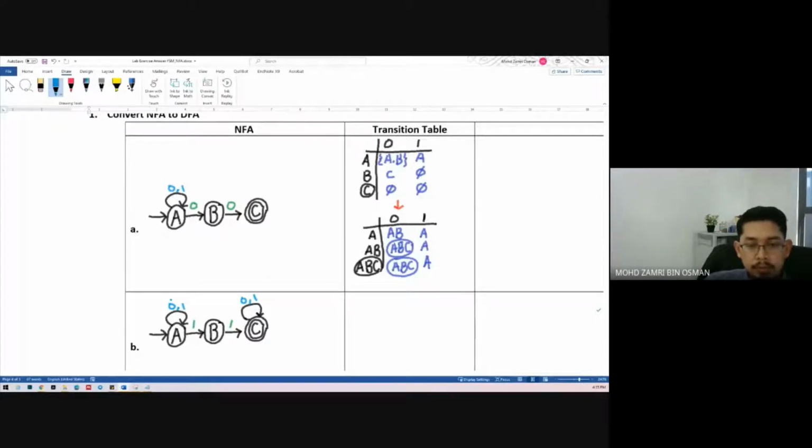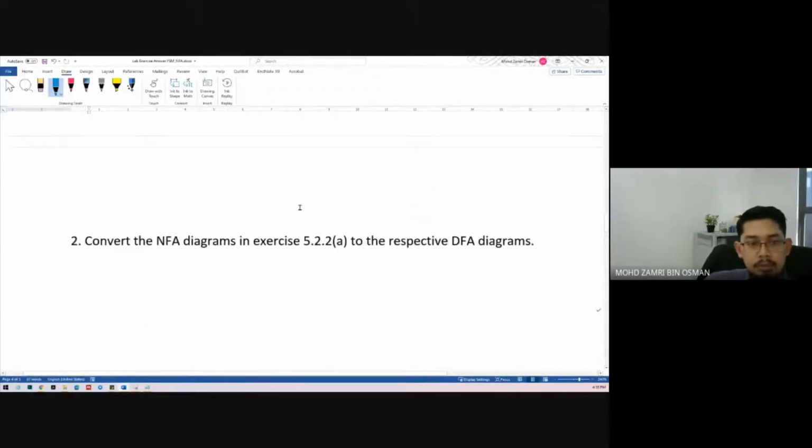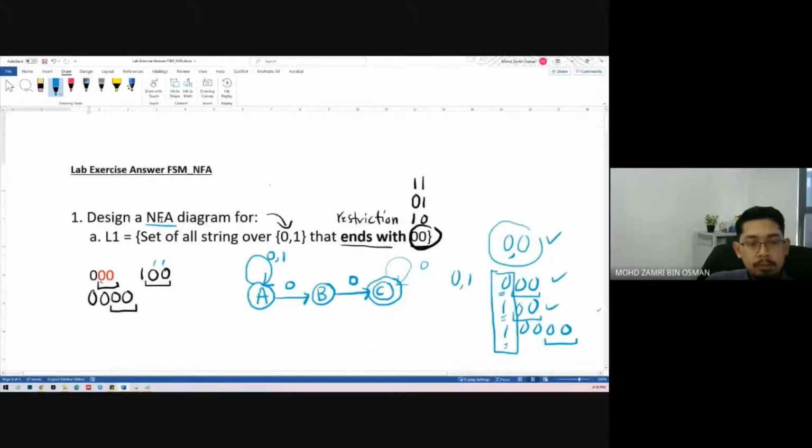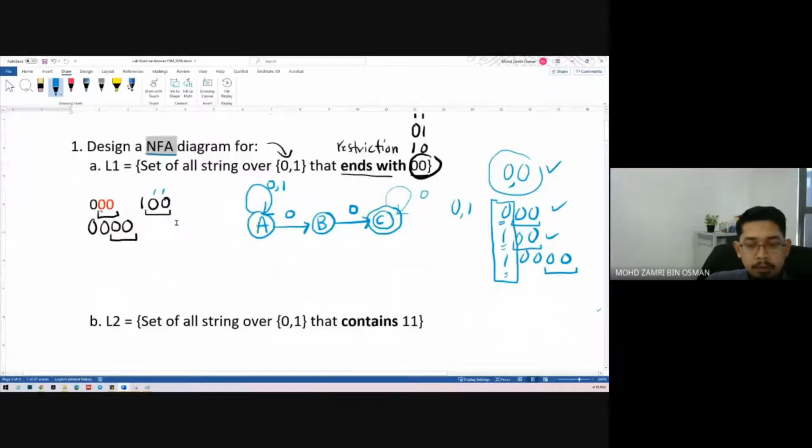If we have something like this diagram, then this question needs you to come up with an NFA diagram, and the diagram of an NFA looks like this one. Okay, so now we have 1, 0, 0, 0, 0, 0, and so on, because it accepts all of these.